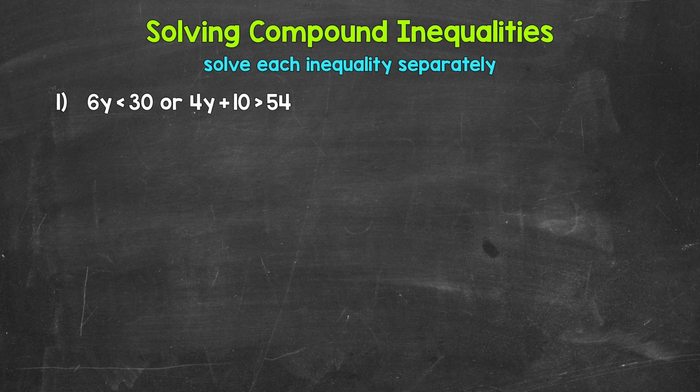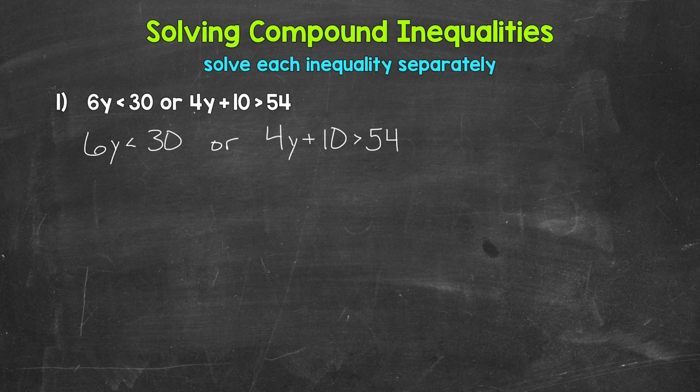Let's jump into number 1, where we have 6y is less than 30, or 4y plus 10 is greater than 54. Now, when we solve a compound inequality involving OR, all we need to do is solve each inequality separately. So we need to solve 6y is less than 30. Then we need to solve 4y plus 10 is greater than 54.